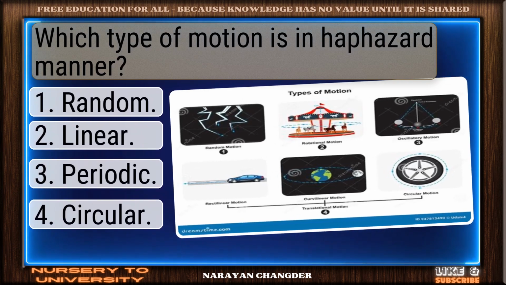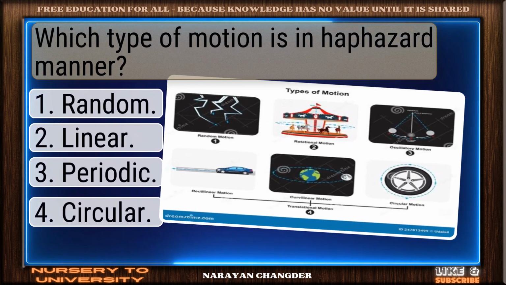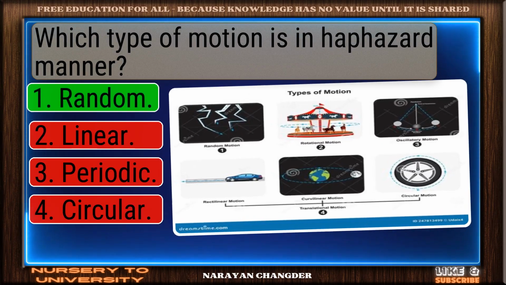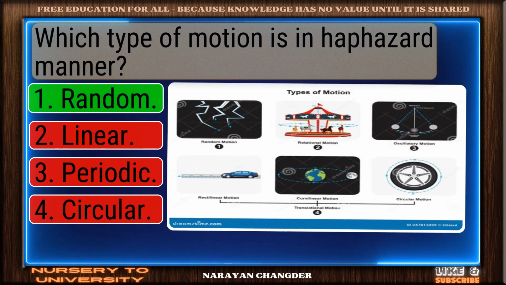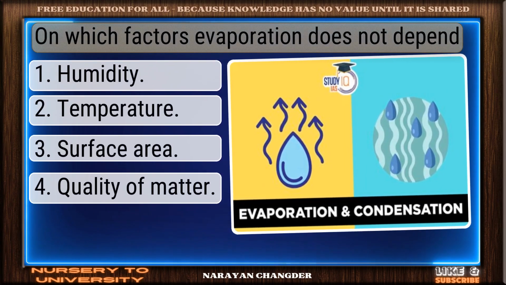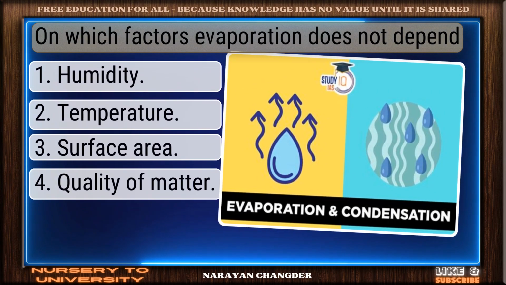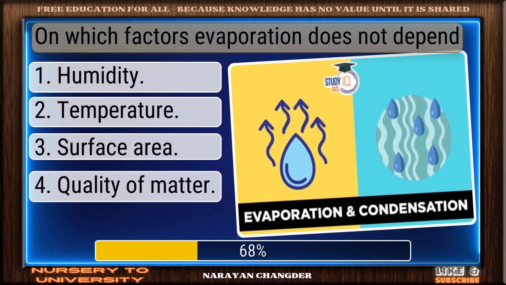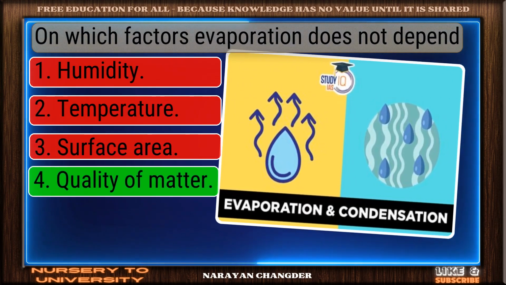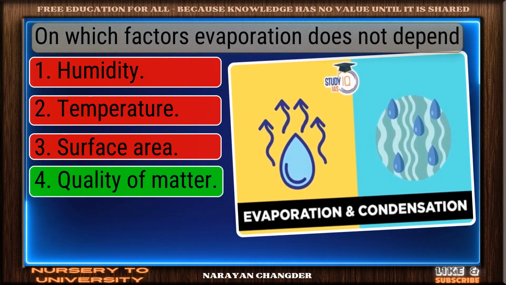Question number 47. Which type of motion is in a haphazard manner? Exactly. Random makes sense, and it is the right choice. Question number 48. On which factors does evaporation not depend? Good job. Your answer, quality of matter, works well here.